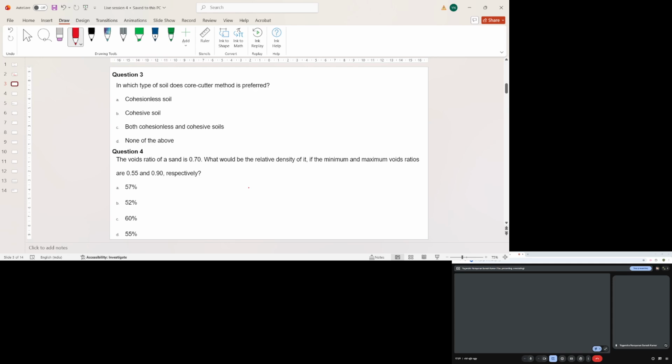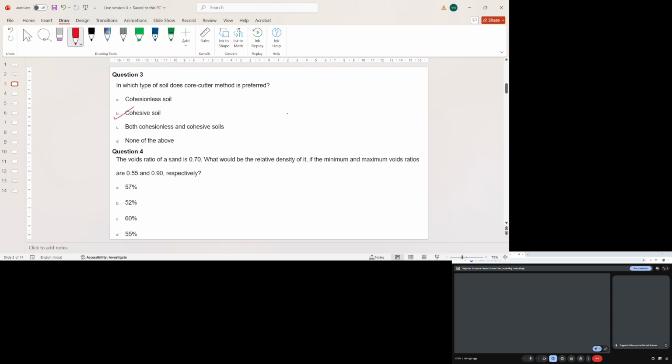support. You get a chunk of soil, and once you press the core cutter to the ground, to a large extent it gets stuck. It occupies the entire volume of the core cutter. Hence, relatively, the core cutter method is preferred for cohesive soils.